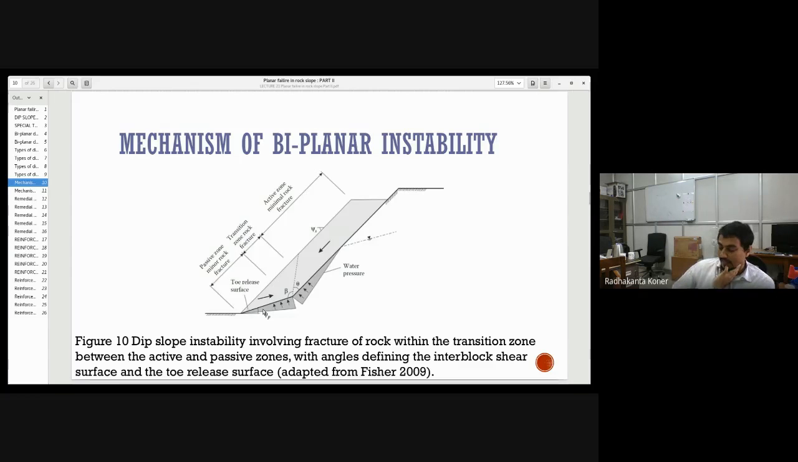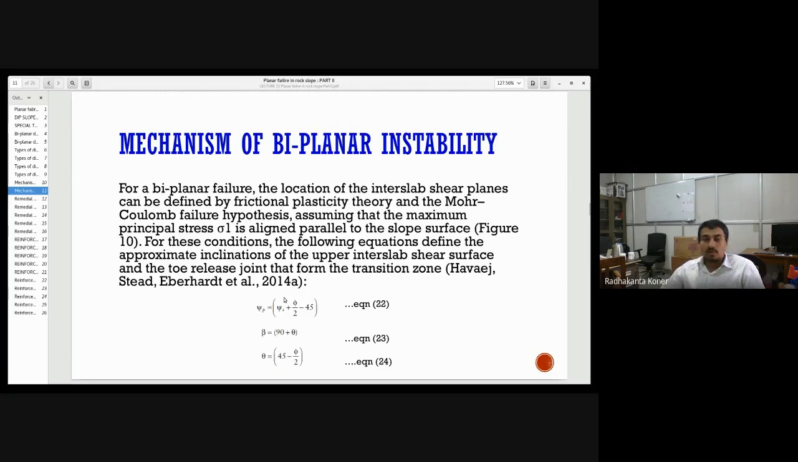Here is the weakness plane angle, and phi is the friction angle, and this is theta, this is beta. Based on that, we can find out the value of theta and beta. This is basically developed based on the limit equilibrium concept. This was developed by Hoek, Stacey, Eberhardt et al., 2014. This team is also from the University of British Columbia. They have studied this kind of failure in detail, and they have come out with this relationship.